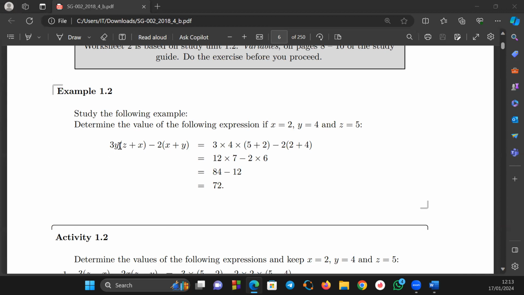The first letter that you have there is Y, you also have Z and X. So you have three different letters here. We have three different letters, which is Y, Z, and X. And then here, they're just showing you something. They say this is equal to that.